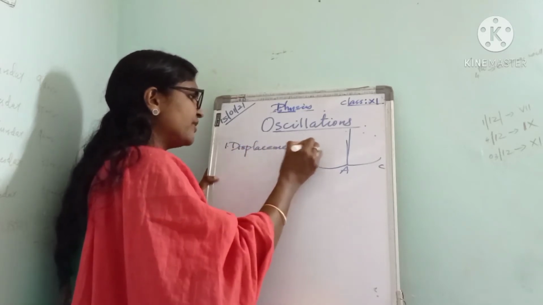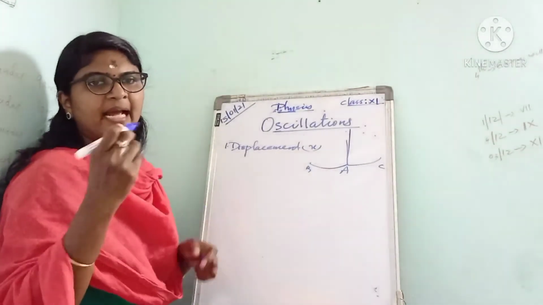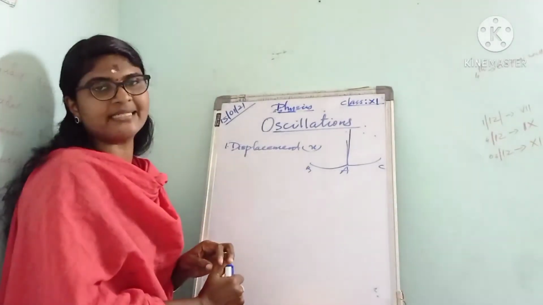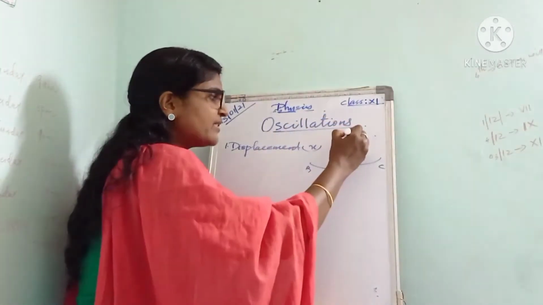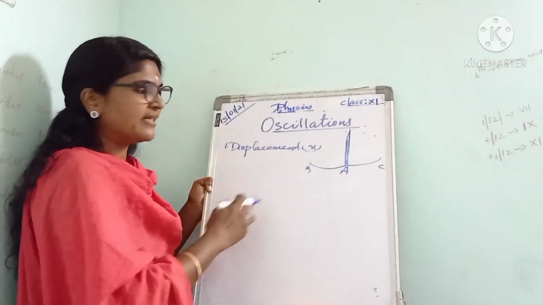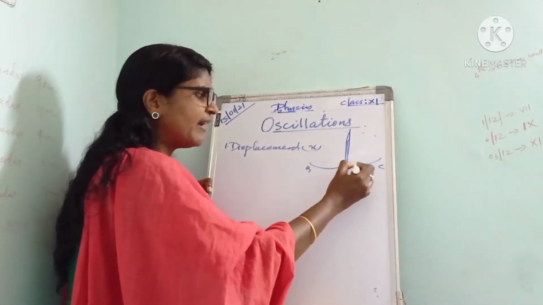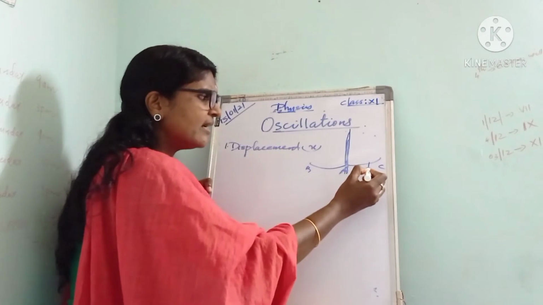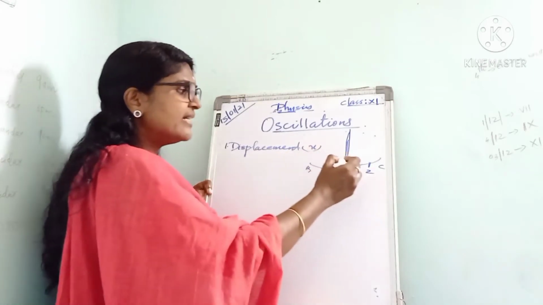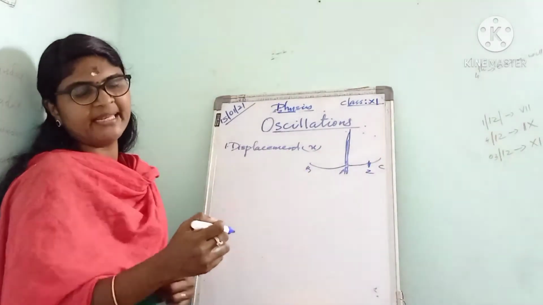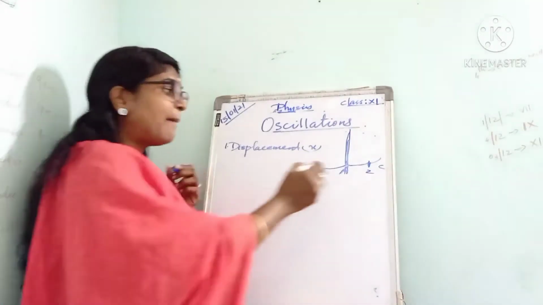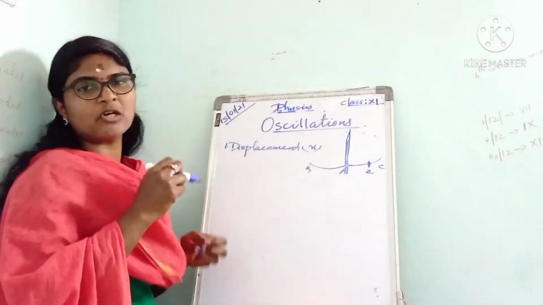First is displacement. It is represented by x. Actually it is the distance of the oscillating particle from the mean position at any instant. Suppose A is the mean position of the oscillating or vibrating particle, and at any instant let Z be the position of the particle. So AZ represents the displacement.